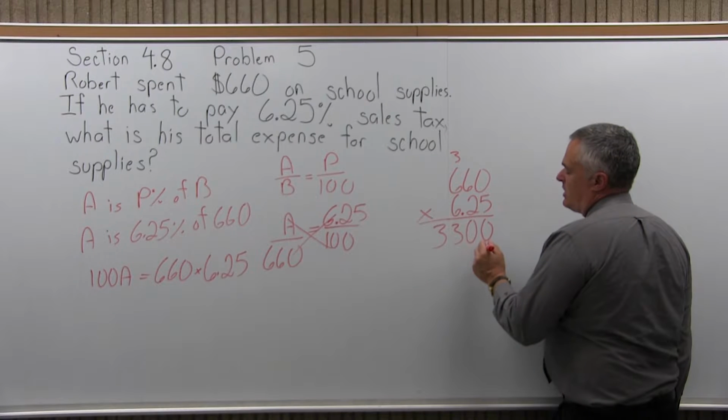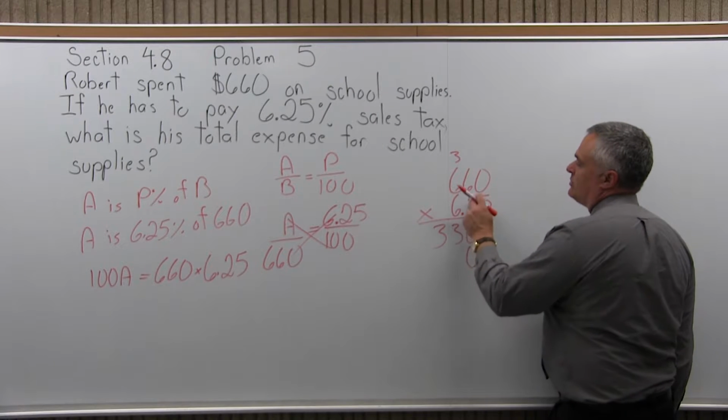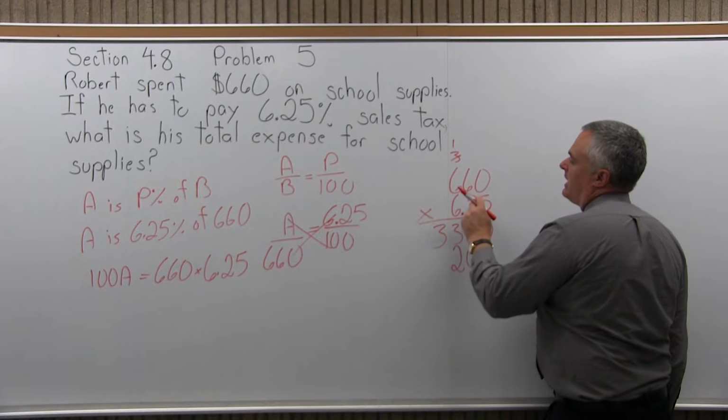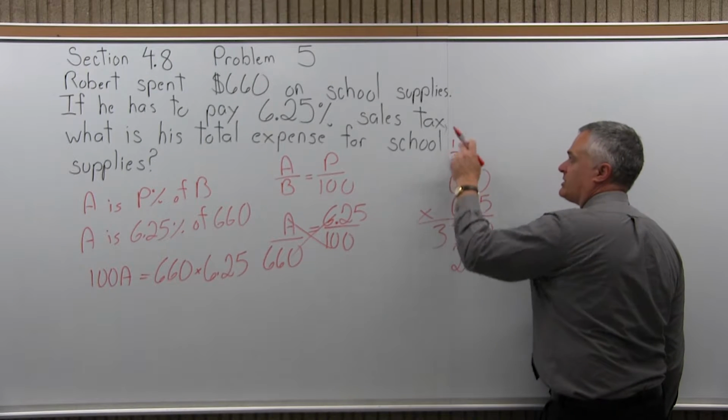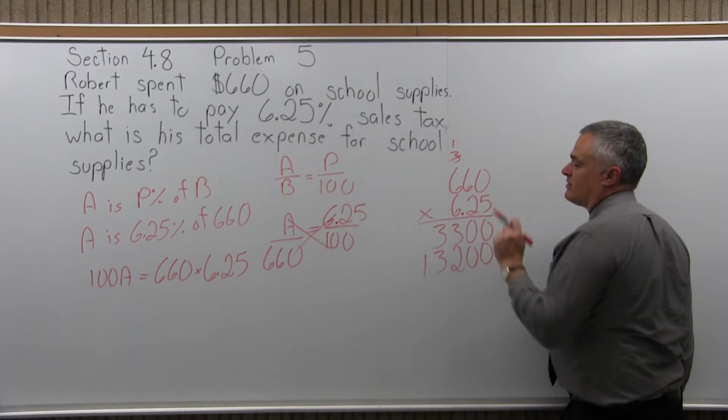Now do the 2, but when you go down to the next row, you have to put a 0 to hold your place. Now, 2 times 0 is 0. 2 times 6 is 12. So for 12, you write the 2, carry the 1. And then 2 times 6 is 12 again, plus the 1 that you carried. 12 plus 1 is 13. So that takes care of the 2.